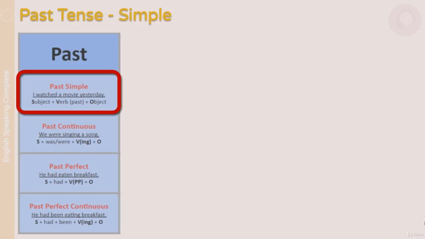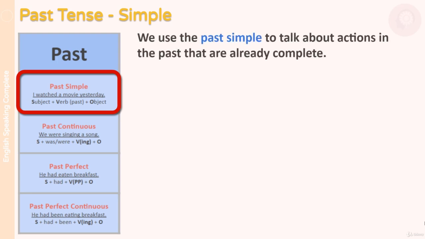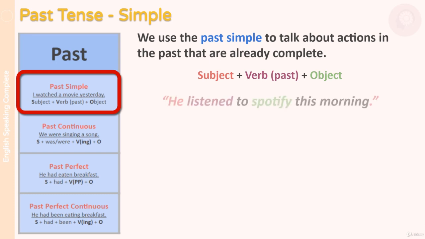Okay, let's jump into past tense simple. So we use the past tense simple to talk about an action or event in the past that has finished. And we do this with subject plus verb, V2, the past tense verb, and the object. He listened to Spotify this morning. We jumped over the wall. And I've highlighted the subject, the verbs, and the object.